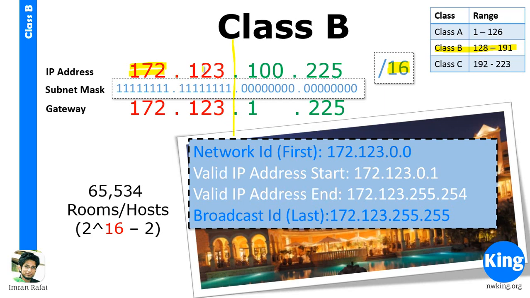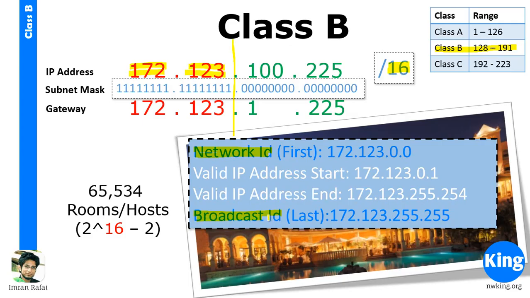So 172.123 is the network bit and 100.225 is the host bit. So the network ID is nothing but making the host ID 0. So 172.123.0.0 is the network ID, and the broadcast ID is by making the host bits all ones.